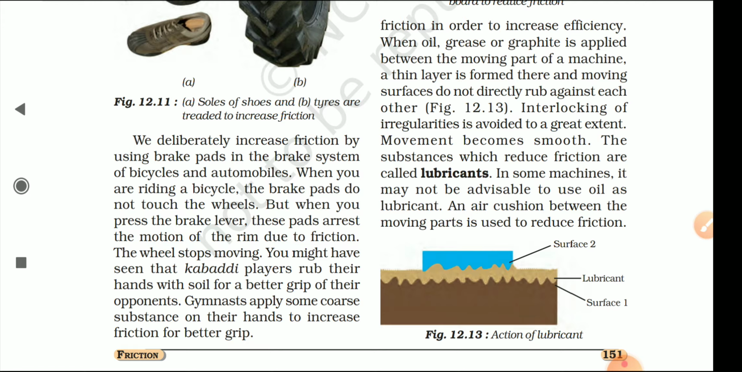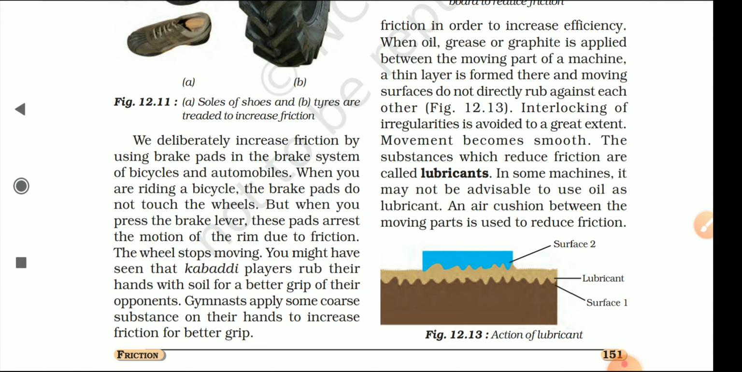Okay, so as I told you, these oil, this grease and the smooth carom powder are the things which reduce the friction, and it increases the efficiency of the machine or of anything.